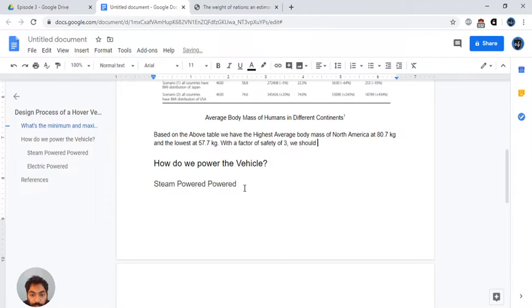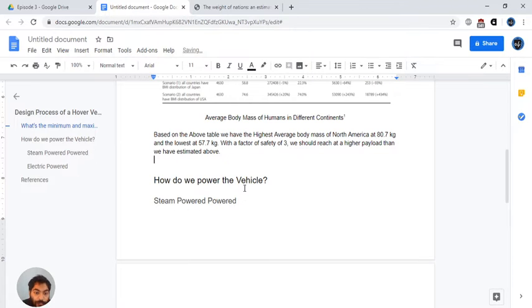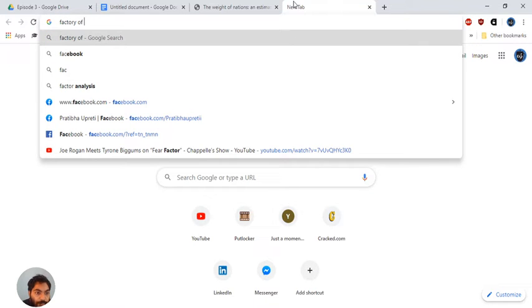We should reach a higher payload than we have estimated above. So here's the thing. What's a factor of safety? That's your question right now, right? Factor of safety.